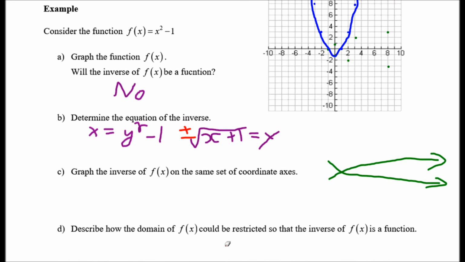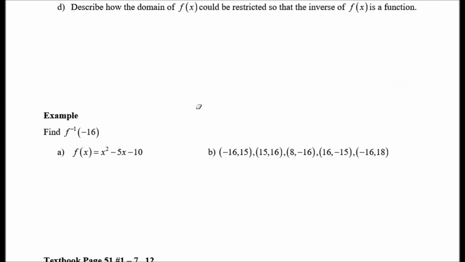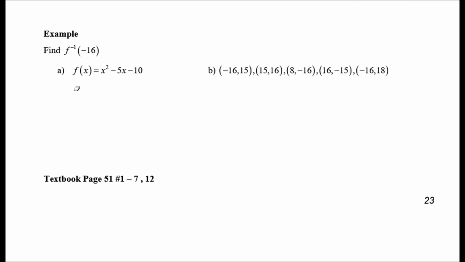So answers down here could have been x greater than or equal to 0, x less than or equal to 0, x greater than or equal to 1, leaving only this, x less than or equal to -2, leaving only up here. As long as you kill half the graph, you are good to go. All right, let's finish this up.